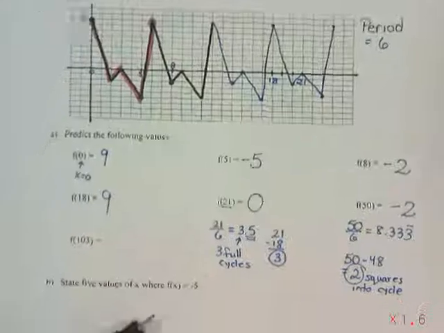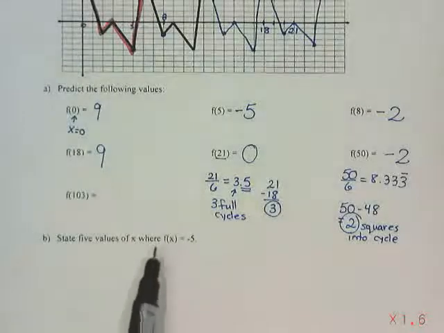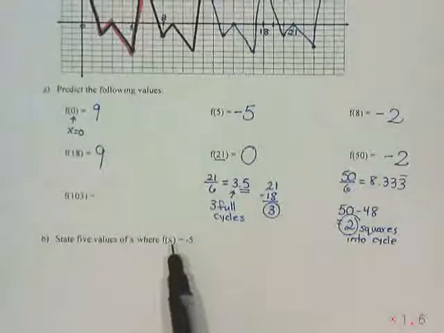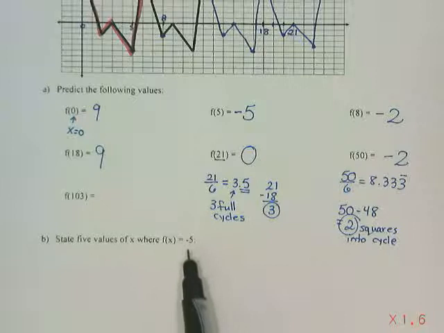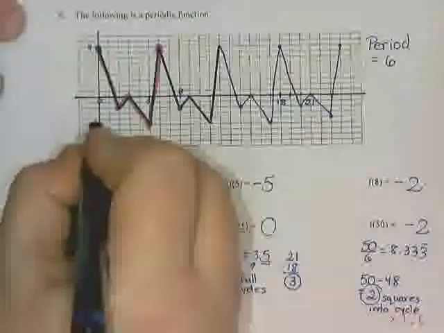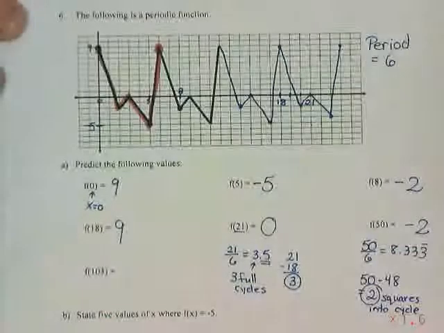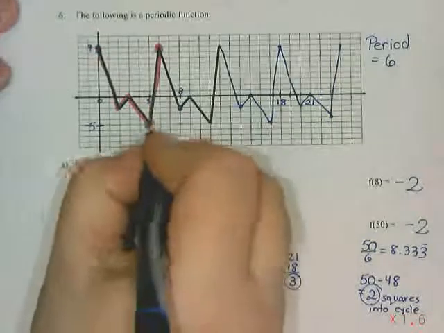Okay, so the last question here says, state 5 values of A where f of x equals -5. So this one's a little different. This isn't asking for f of -5. It wants to know where f of x equals -5. So on the graph, that tells me that my y value should be -5. So I want to find 5 points where it equals -5. So I'm going to go with the easy ones.